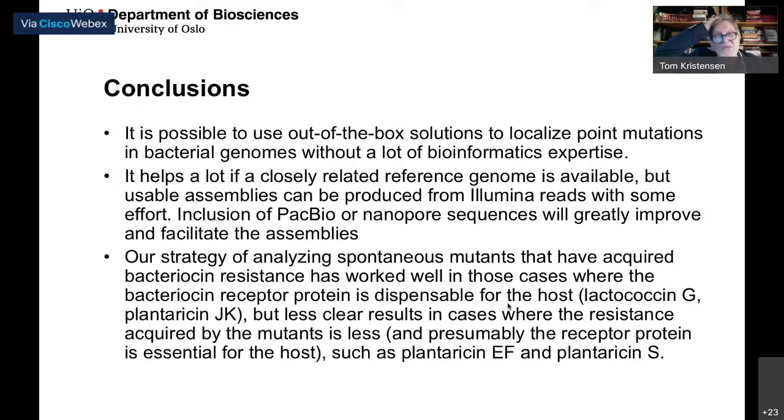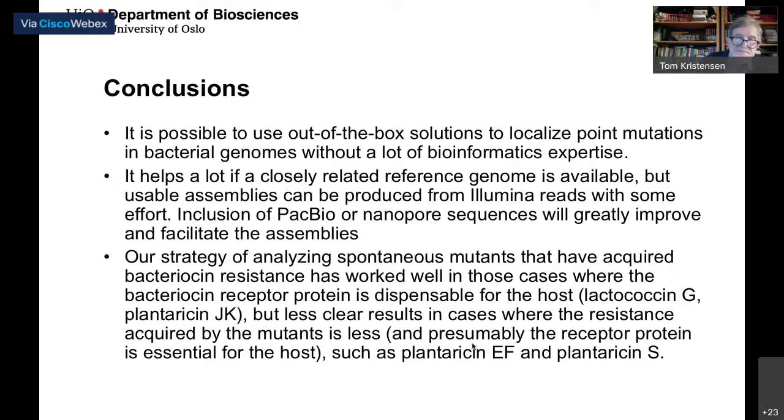The conclusions are that it's actually possible to use out-of-the-box solutions, I mean, programs available on the net and elsewhere, to detect and locate mutations in bacterial genomes without having to rely on a lot of bioinformatics expertise. It certainly helps if you have a reference genome available in the databases, but we were, at least for some of our studies, able to assemble genomes that were good enough to be able to detect differences between resistant mutants and sensitive wild types.